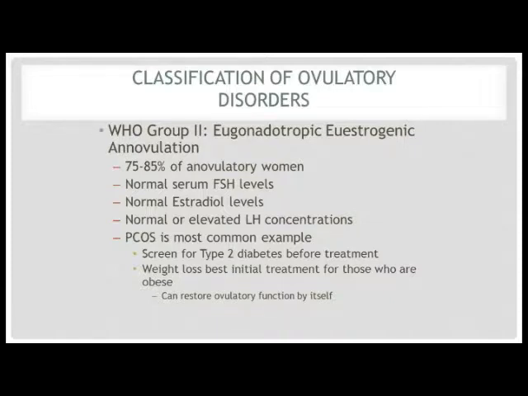And so the bottom line with this is that it is important with these women to screen for type 2 diabetes because they're at risk because they have hyperinsulinism.